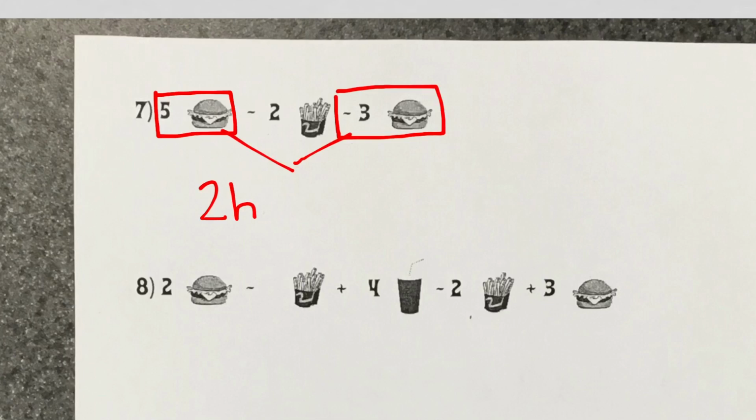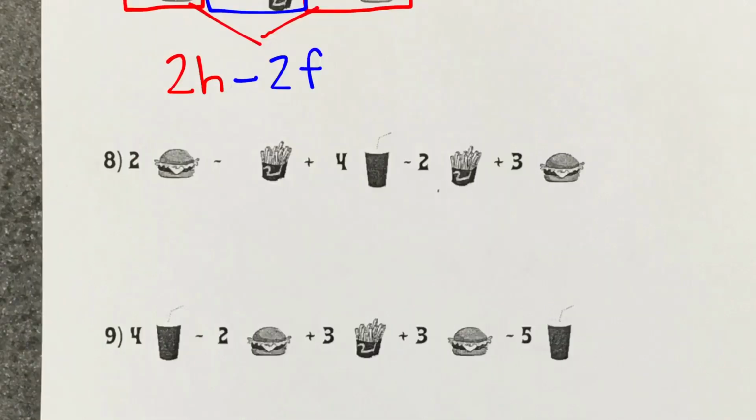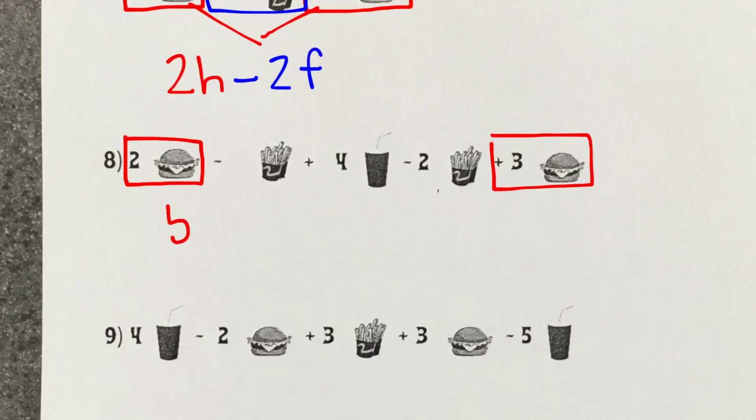Then I'm going to take this next one, and what's my operation there? Subtract. So subtract 2 fries, and that would be my expression. Okay, let's do one more together. So let's take our red. I'm going to box my 2 hamburgers and my plus 3 hamburgers. So what's 2 hamburgers plus 3 hamburgers? 5 hamburgers.